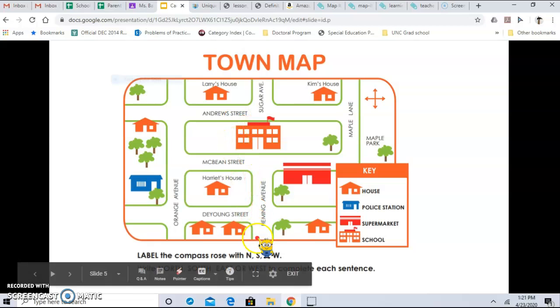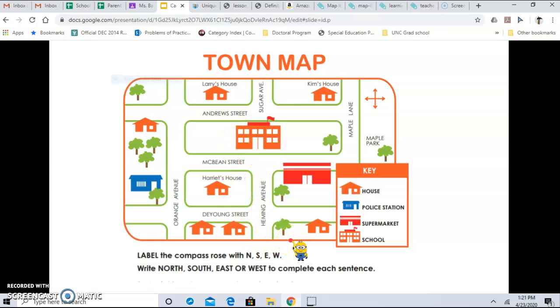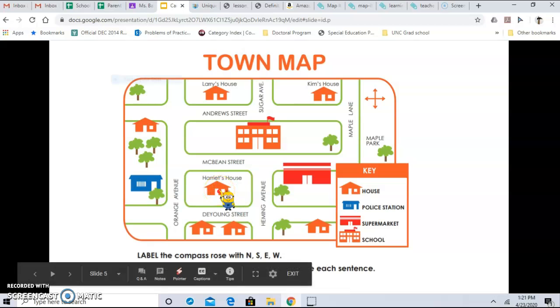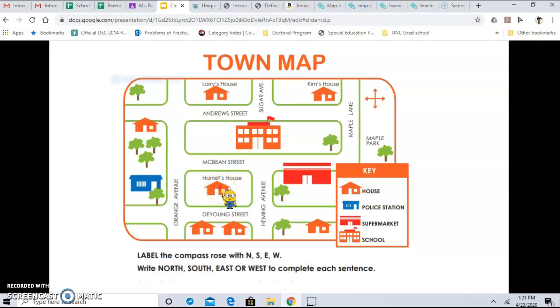Okay? So now let's look at this, and we're going to start at Harriet's house. This is Harriet's house right here. Now, what direction is the school from Harriet's house? She goes up this way. Typically, when you're going up on a map, that is north. So from Harriet's house to the school is north. Okay? Now from the school to the supermarket is actually going to be south.